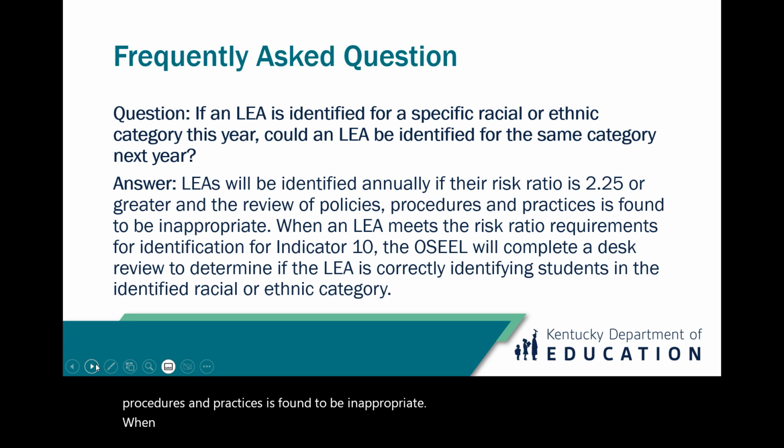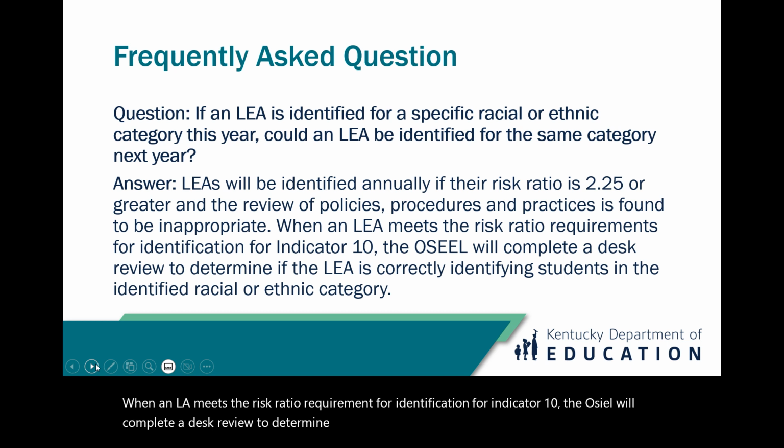When an LEA meets the risk ratio requirement for identification for Indicator 10, the OSEAL will complete a desk review to determine if the LEA is correctly identifying students in the identified racial or ethnic category.